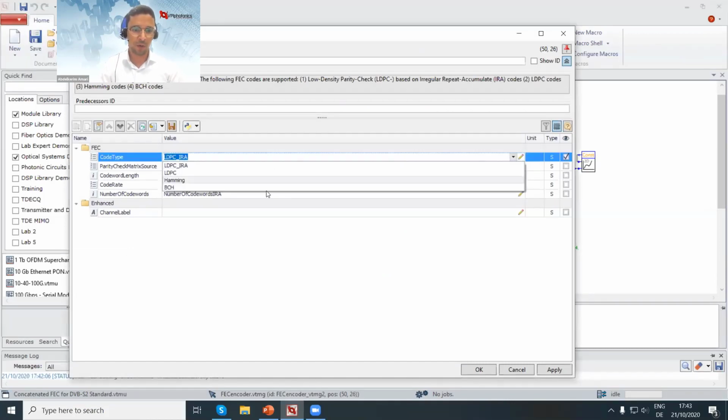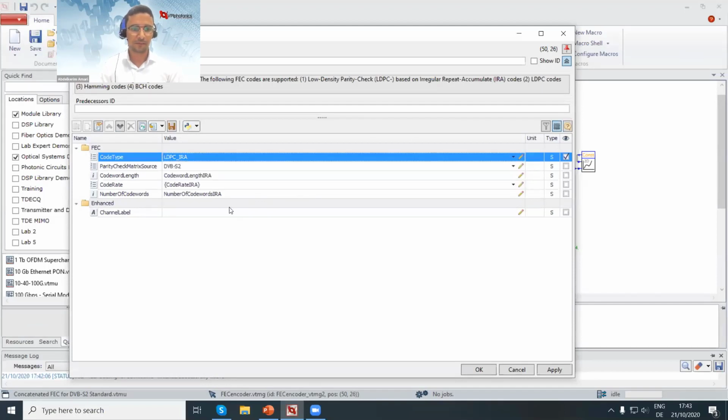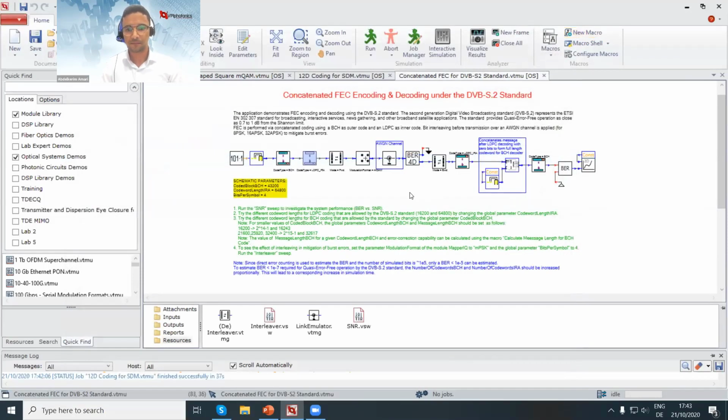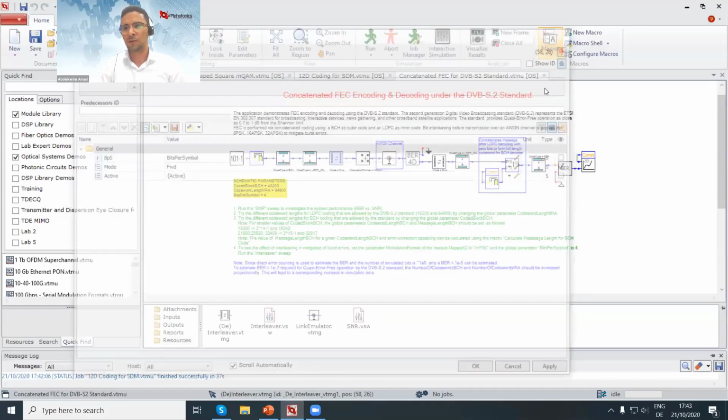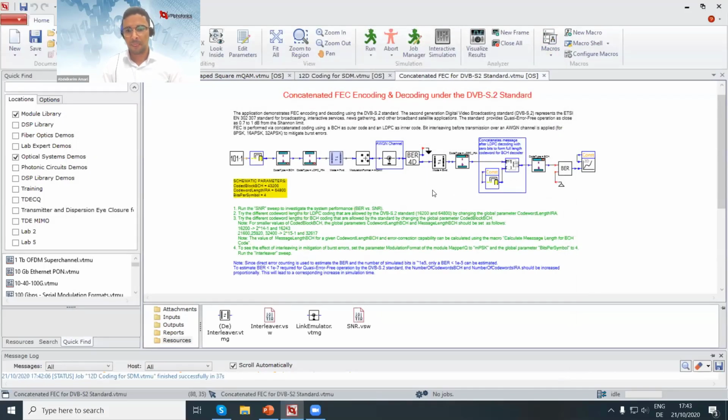Here we have the options for multiple codes, LDPC, Hamming, BCH, and we can include the parity check matrix here. You can choose the code rate. We support multiple code rates for LDPC IRA. We consider an AWGN channel, and we use this interleaver to avoid burst errors.